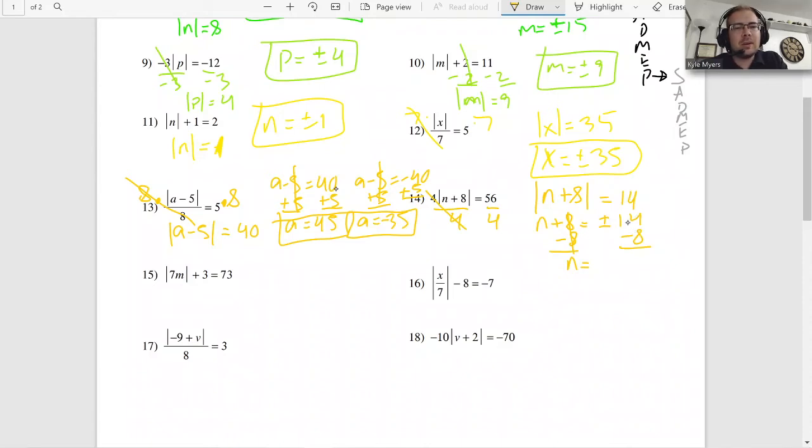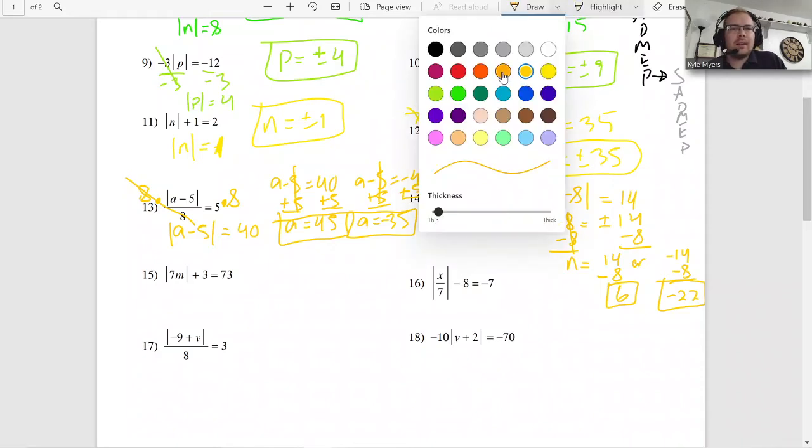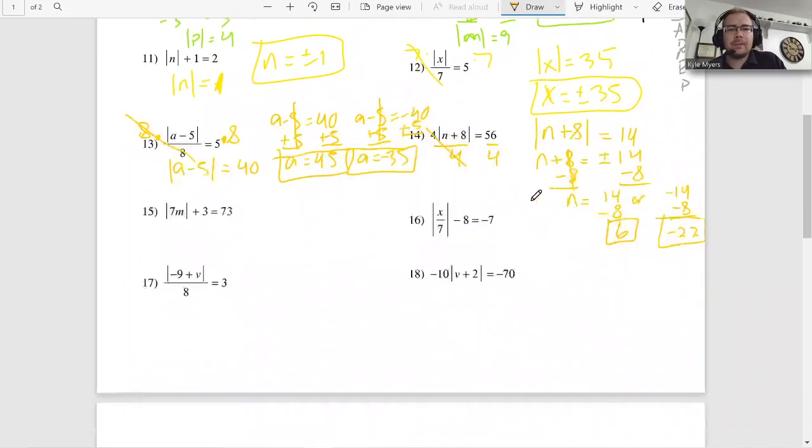So I'm going to do this one just a little bit differently. If you've noticed on 14 here, I've got plus or minus 14 minus 8. So this would be the same thing as 14 minus 8 or negative 14 minus 8, which is just adding. 14 minus 8 would be what, 6, right? And then negative 14 minus 8, what would that be? It would be like negative 22? You're adding them up because there's two negatives. So we end up with two answers here. And that is it for that one. I did not want to highlight. I want to draw. There we go.